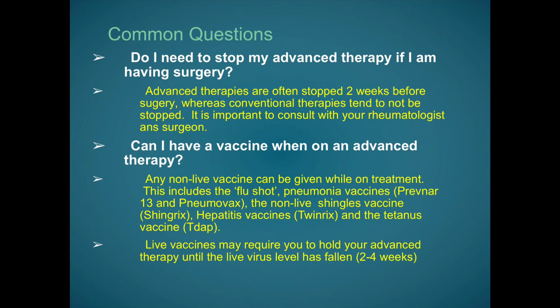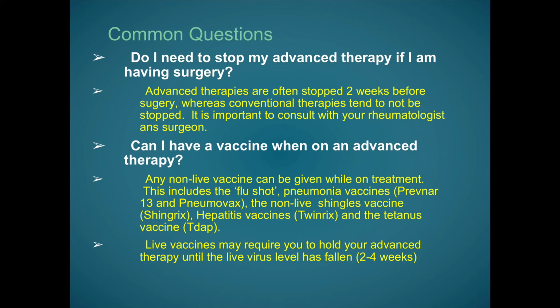We also get the question, can I have a vaccine when on an advanced therapy? And I can tell you that any non-live vaccine can be given while on treatment. This includes your annual flu shot, pneumonia vaccines like Prevnar 13 and Pneumovax, the non-live shingles vaccine Shingrix, hepatitis vaccines, often combined hepatitis A and B in a product called Twinrix, and the tetanus vaccine we refer to as Tdap. These are the most common vaccines we're giving in updating our adult vaccination checklist, and they are all non-live.